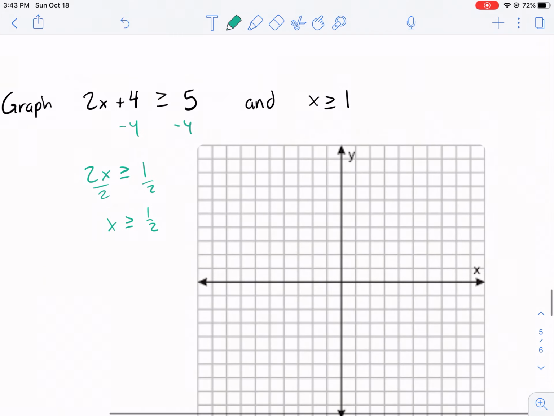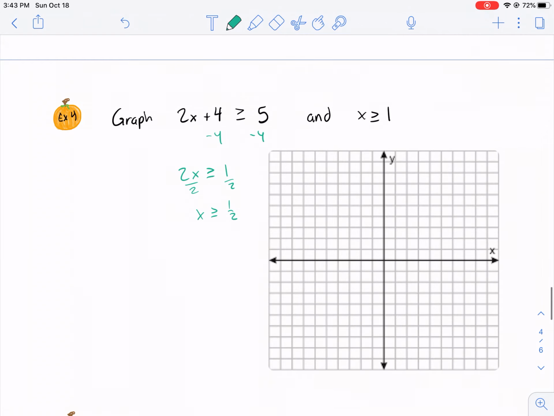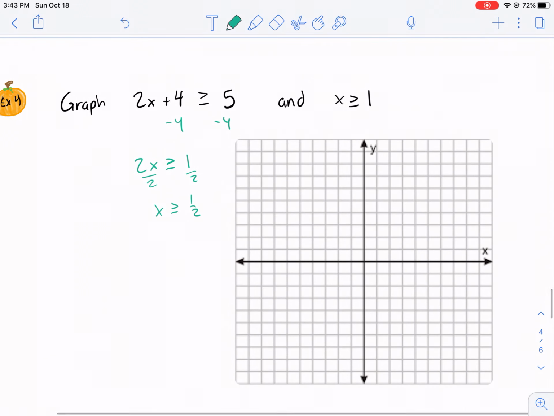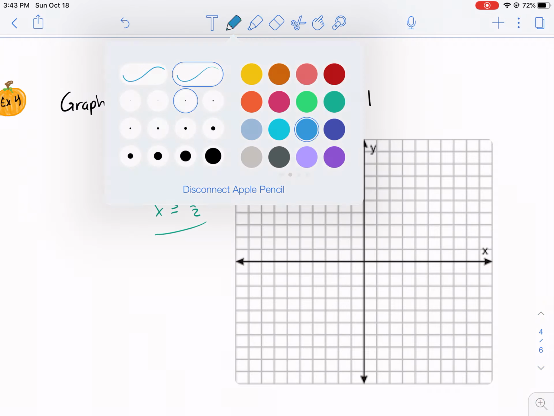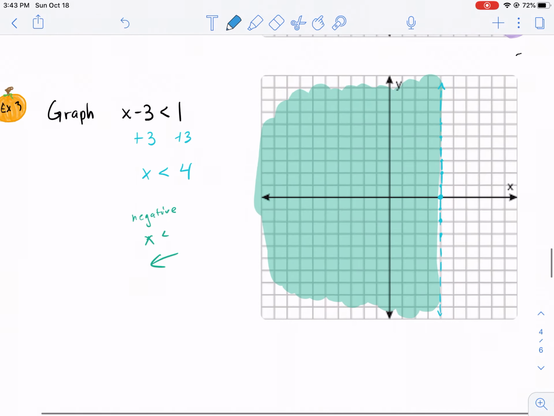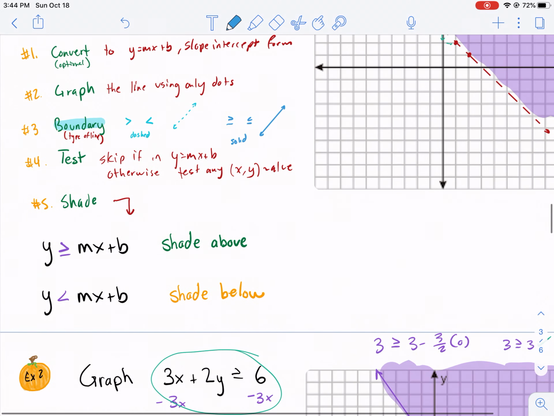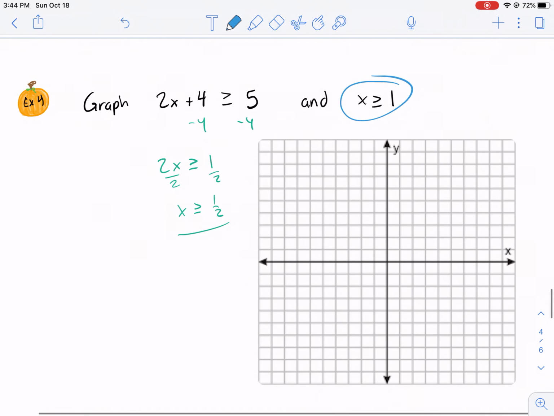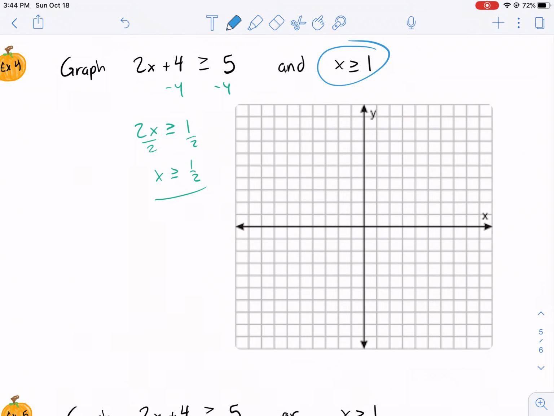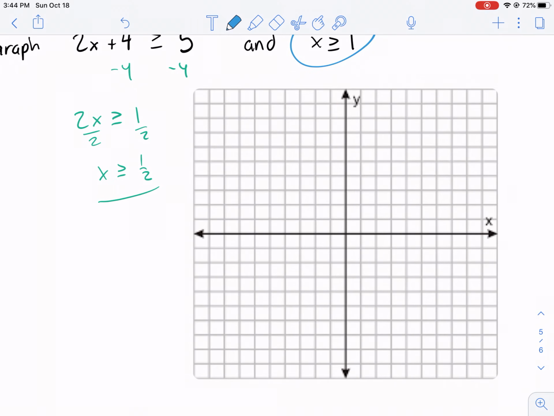Okay, so what we're going to do here is graph both these lines. I'm going to use different colors. For this one, I'm going to call this the green one and this one the blue one. Now I'm going to jump ahead. I know I'm going to be using solid lines for both because they're both greater than or equal to. So I'm going to go ahead and graph my 1 here. This is 1. It's a vertical line.